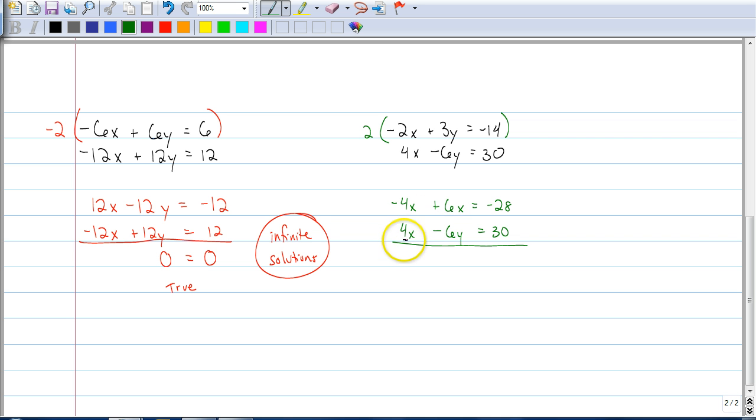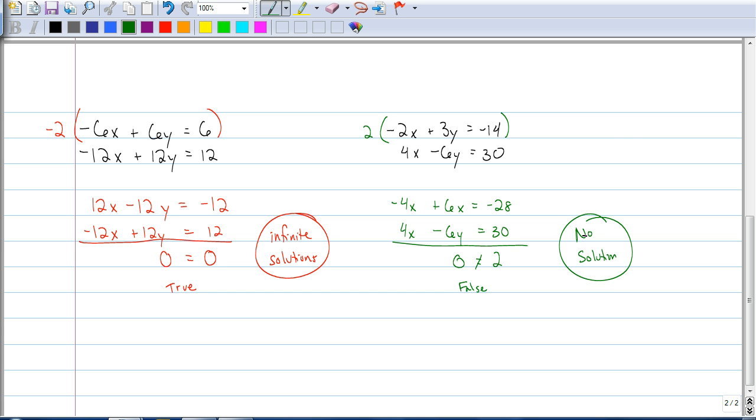The negative 4x plus 4x, that's 0. 6y minus 6y, well, that's 0. So the left side is nothing but 0, no variables. But negative 28 plus 30 isn't 0. It's 2. That's a false statement. So when the variables cancel each other out and you're left with a false statement, that's when there is no solution.